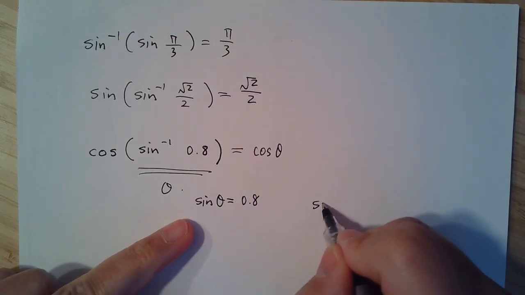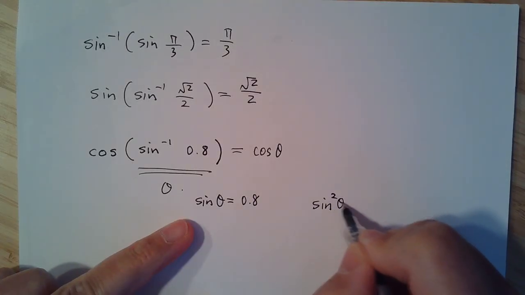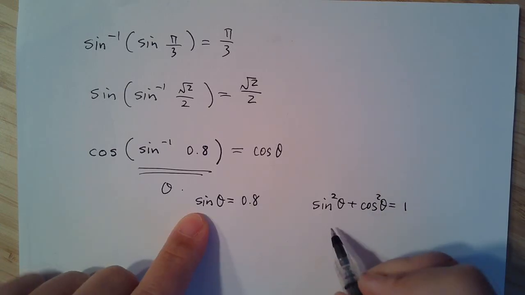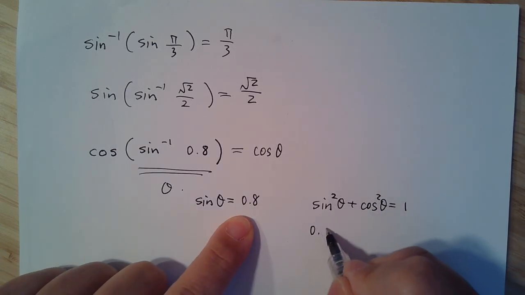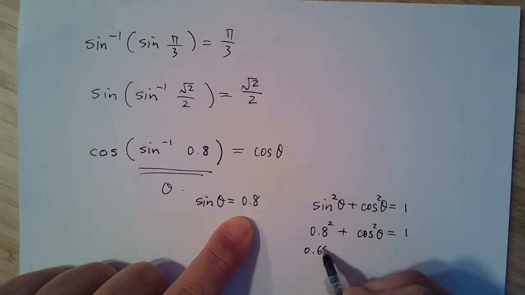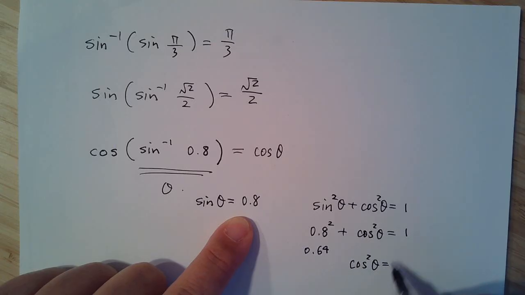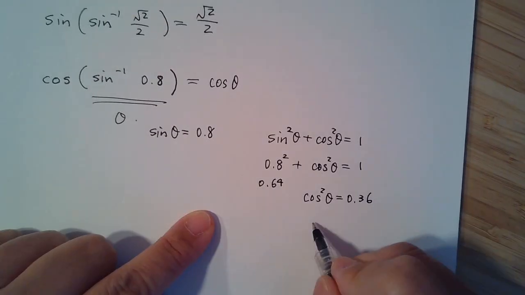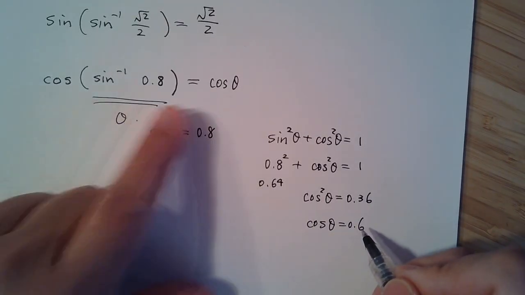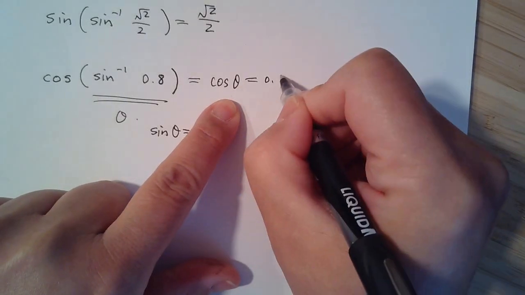And do you remember that we have sine squared theta plus cosine squared theta equals 1. So if sine is 0.8, it's 0.8 squared plus cosine squared theta is 1. So this is 0.64. So cosine squared theta will be 1 minus that, which is 0.36. So cosine theta should be 0.6. Cosine theta will be 0.6.